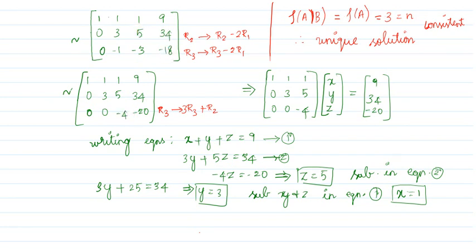Minus 18 into 3 plus 34 is minus 20. Okay, yes. So still after this we cannot reduce the matrix further. So this is the last stage, and you can note that it is in the row echelon form.